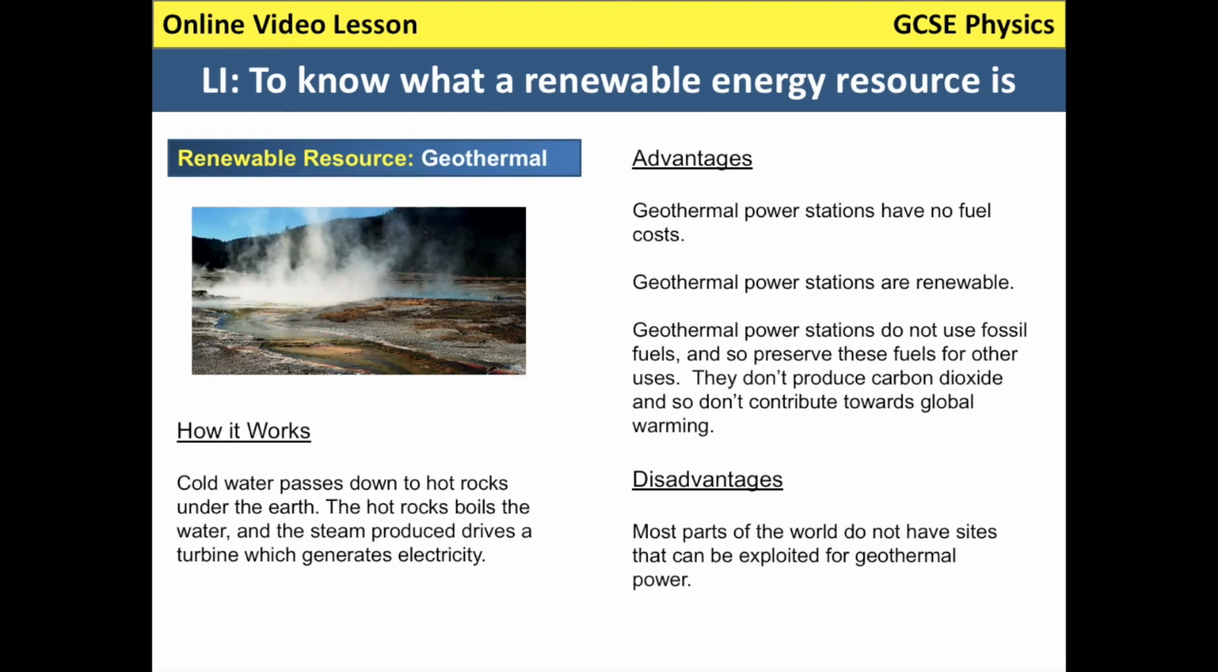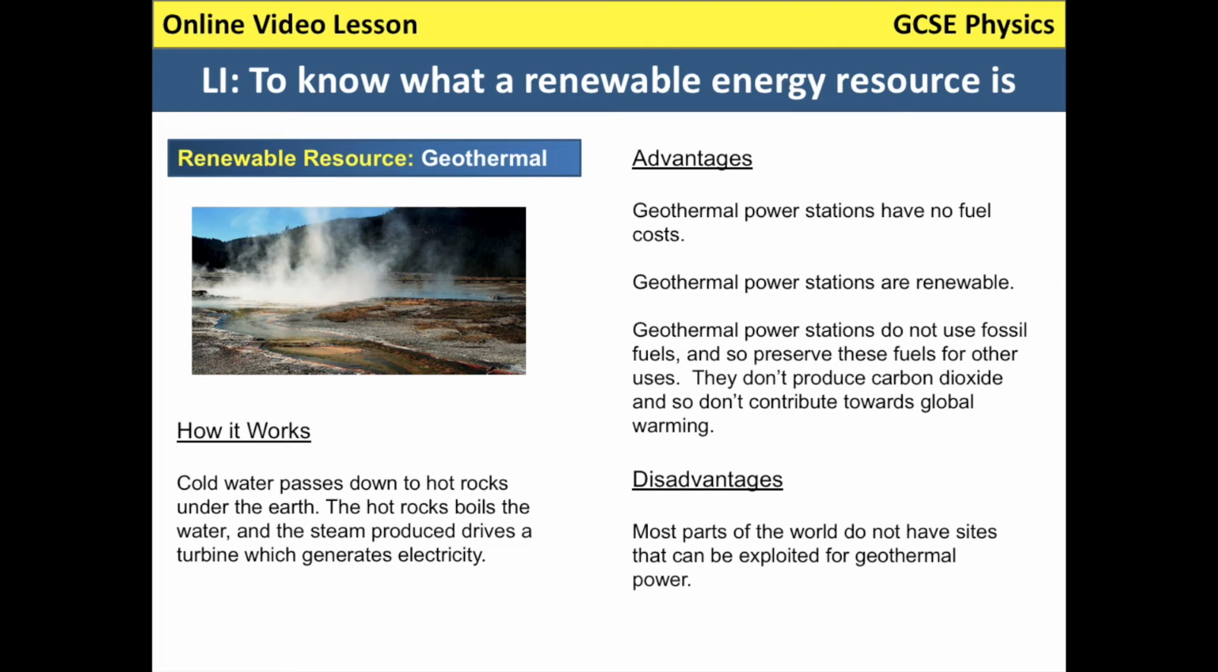Now let's look at geothermal, which is shown in the picture there as essentially just steam rising from a lake. So basically it works by having hot rocks underground. These hot rocks may be radioactive, buried quite deep under the ground. We pass cold water down to the hot rocks under the earth. The hot rocks boil the water to produce steam, turning the liquid into a gas, and that steam drives a turbine which then generates electricity.